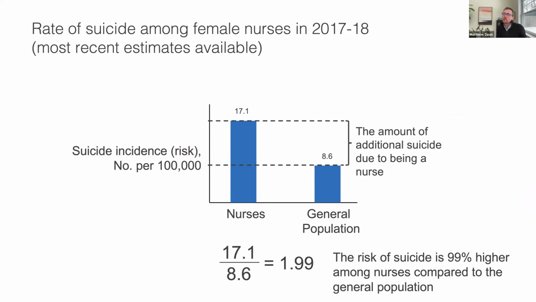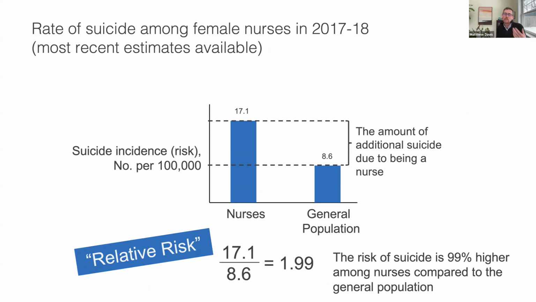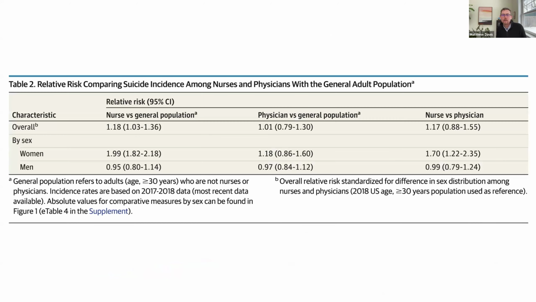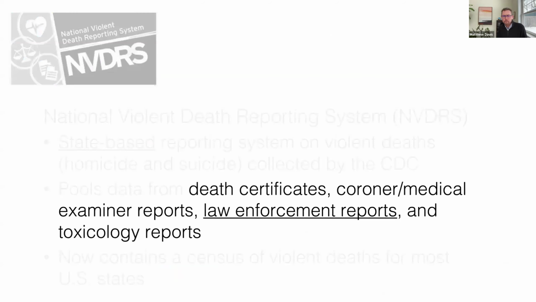We also compare these in the form of a ratio that we refer to as relative risk. And you see about a 100% higher risk of suicide among nurses compared to that of the general population. We did these analyses separately by gender and compared these different groups, comparing them again to physicians because that was a group that had been studied more than nurses. Again, these are really simple estimates, but something that we thought was important to look at.